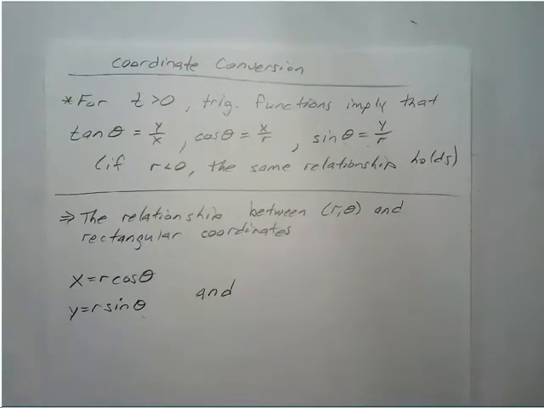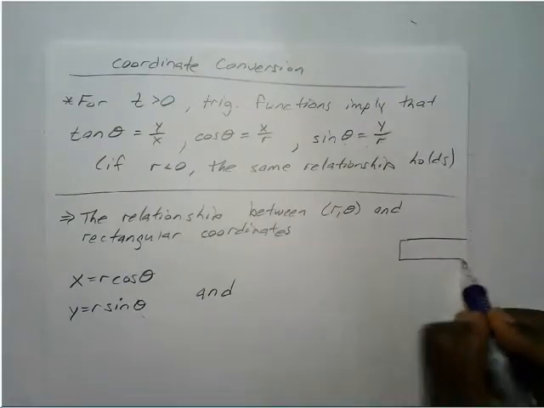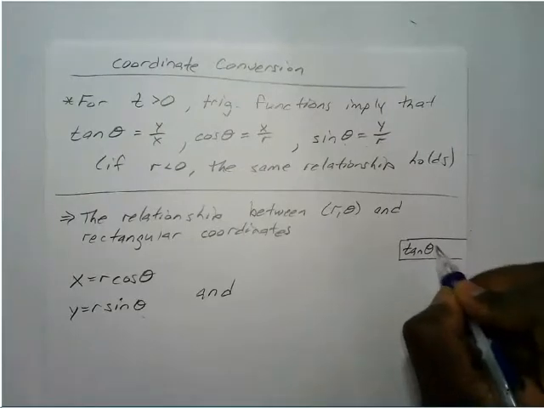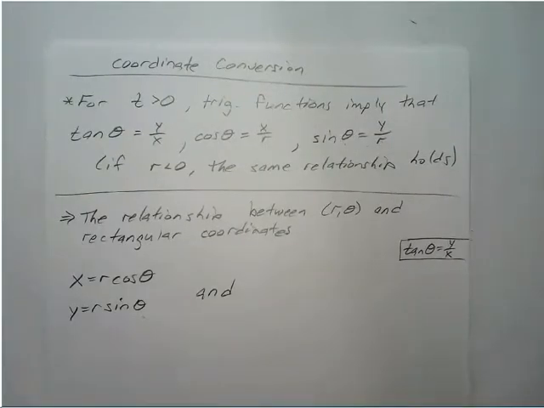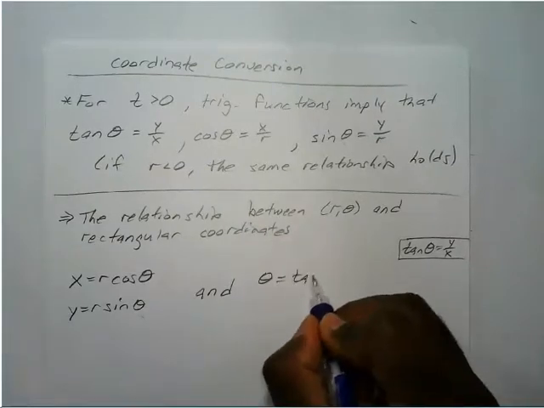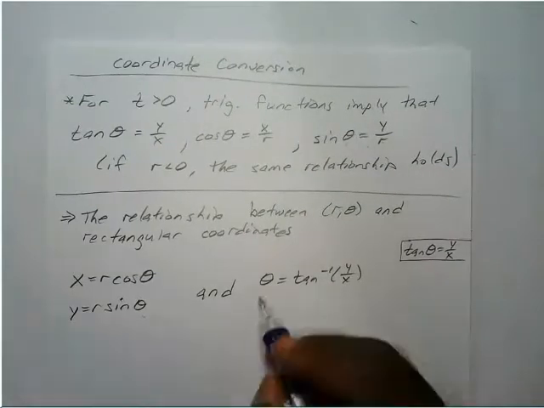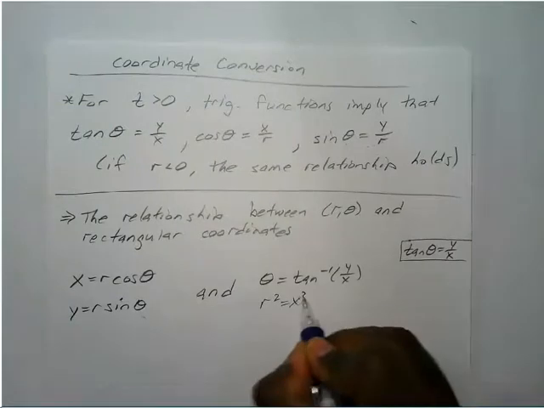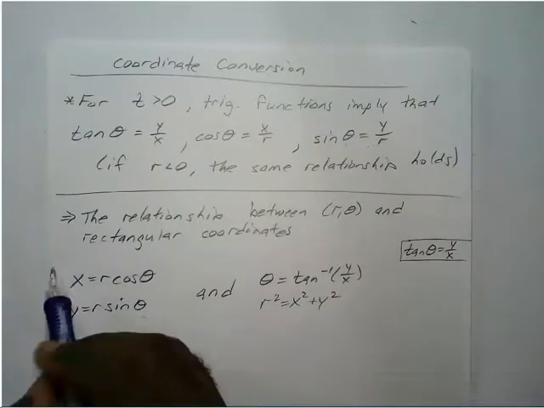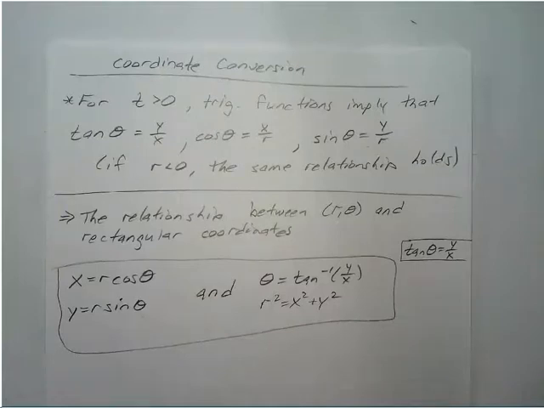Okay. Now, we also write that tangent of theta equals y over x. Of course, if we apply tangent inverse to both sides, we have theta equals tangent inverse of y over x, and r squared equals x squared plus y squared if we're looking at converting for our theta and our r. Of course, we just have to square root both sides. All right.